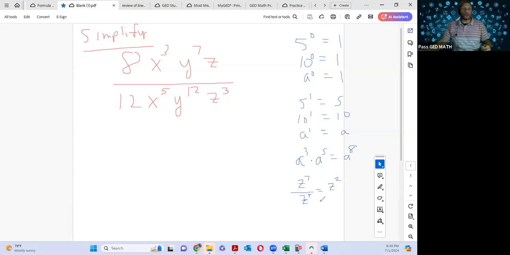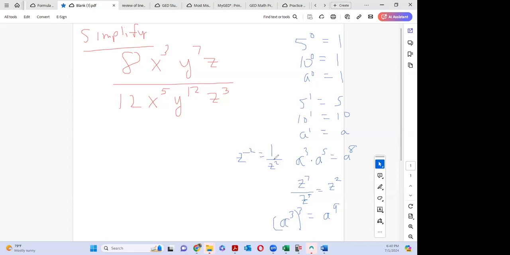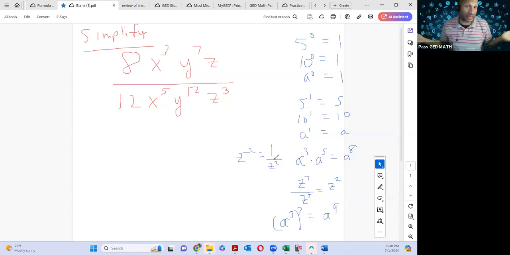Seven minus 5 is 2. If you're raising an exponent to a power, you multiply. And the last rule is the negative exponent. For example, z to the negative second is equal to 1 over z squared. Basically all you're doing is reversing. If it's on the top, you put it on the bottom. If it's on the bottom, you put it on the top, and you change the sign of the exponent.